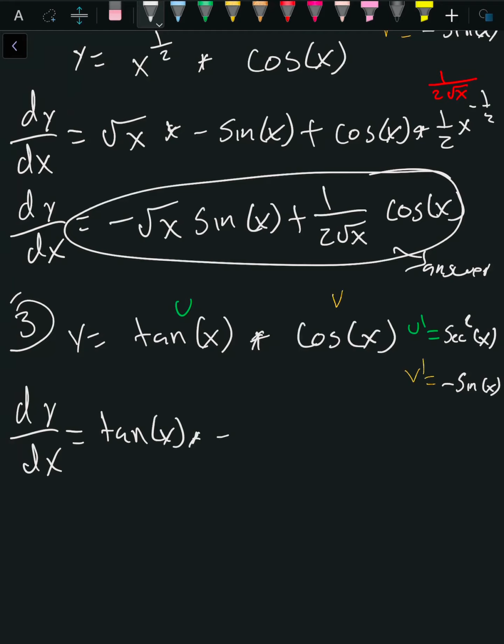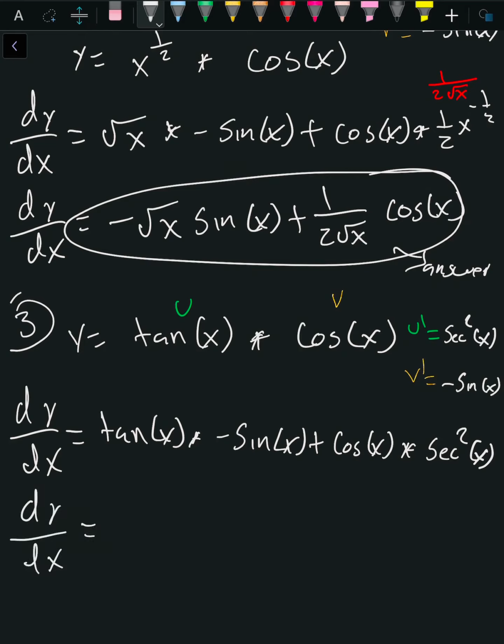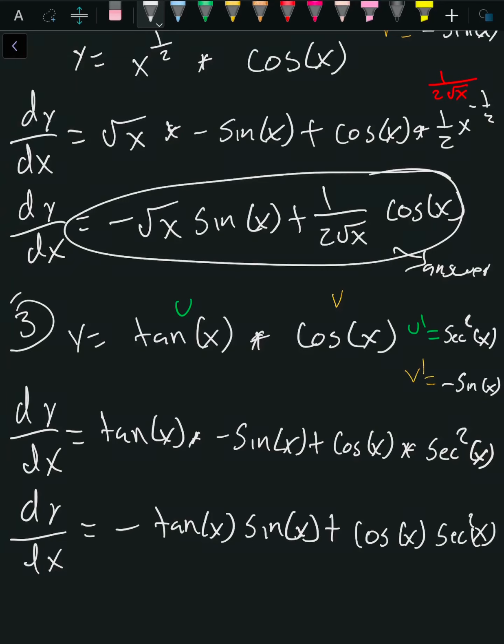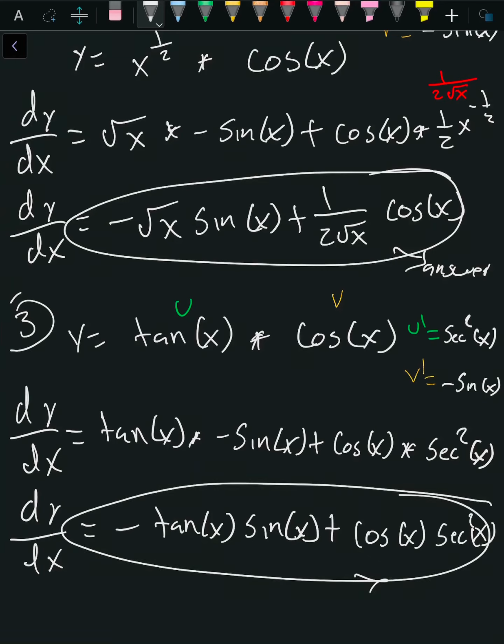which is going to be equal to the first term times the derivative of the second one, which is going to be negative sine of x, plus our second term, which is cosine of x, times the derivative of our first term, which is secant squared x. Simplify things, equals negative tangent x sine of x plus cosine of x secant squared x. And this is our answer.